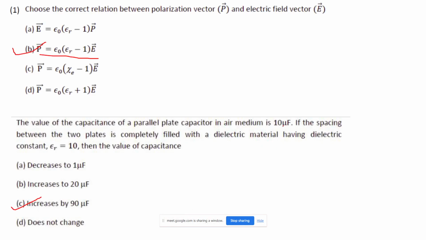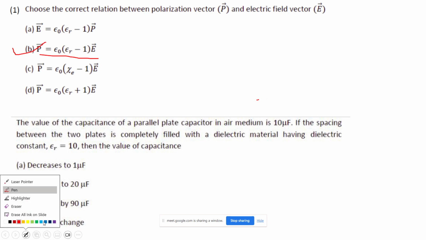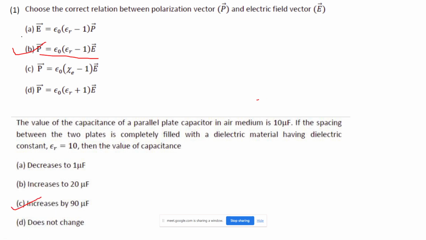So let us go to the first problem. The first few problems are, like every day, small theory problems. Choose the correct relation between the polarization vector and electric field vector. The answer we all know already, it is a basic theoretical question. The answer is P is equal to epsilon 0 into (epsilon r minus 1) E.